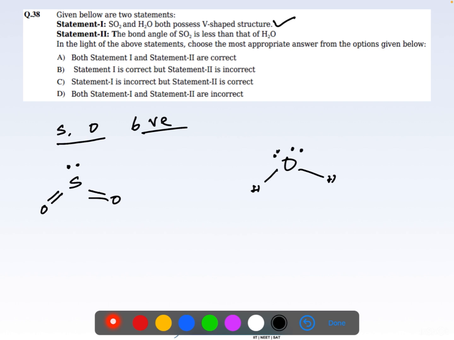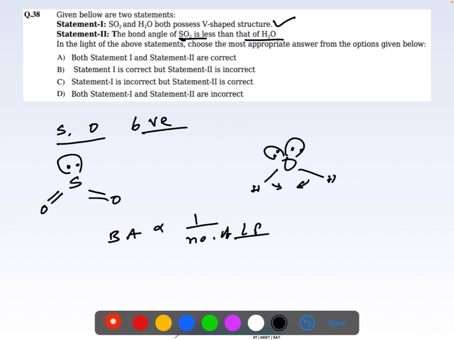Both have V shape because of the presence of the lone pair of electrons. So when it comes to statement 2, the bond angle of SO2 is less than that of H2O. So bond angle is inversely related to the number of lone pairs of electrons on the central atom. So when there are more lone pairs, the bonds come closer and the bond angle decreases. Therefore SO2 has more bond angle than H2O. Therefore the second statement is wrong.